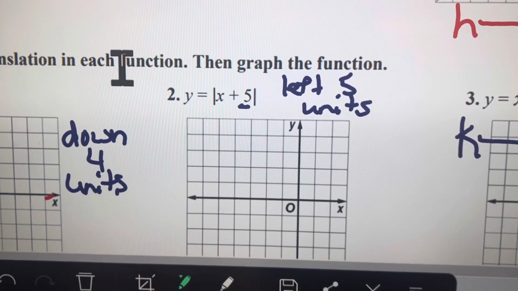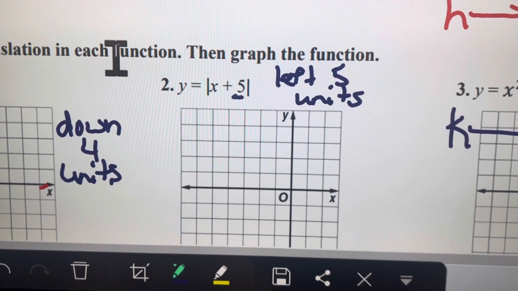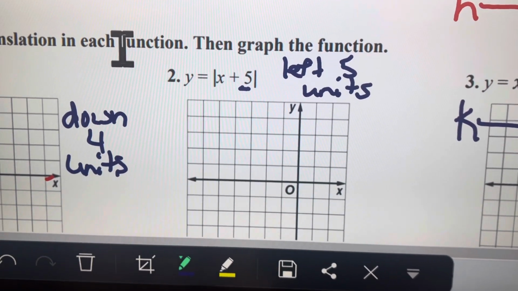All right, so I just did 2 of them with you. So 3, 4, 5, and 6 that are on this back page, you go and do the rest.